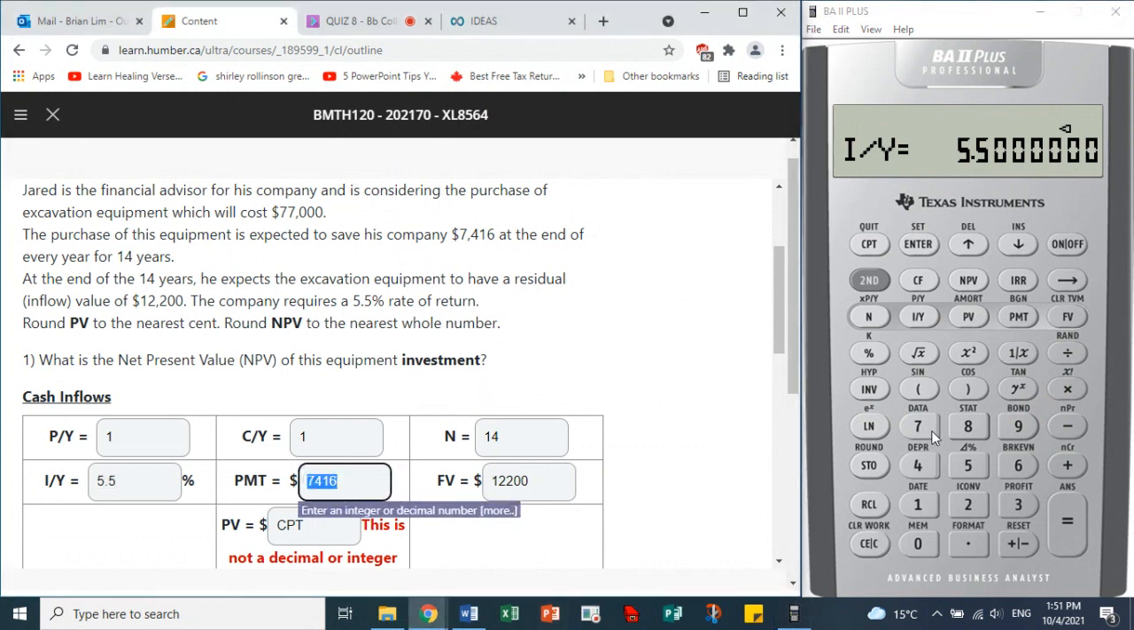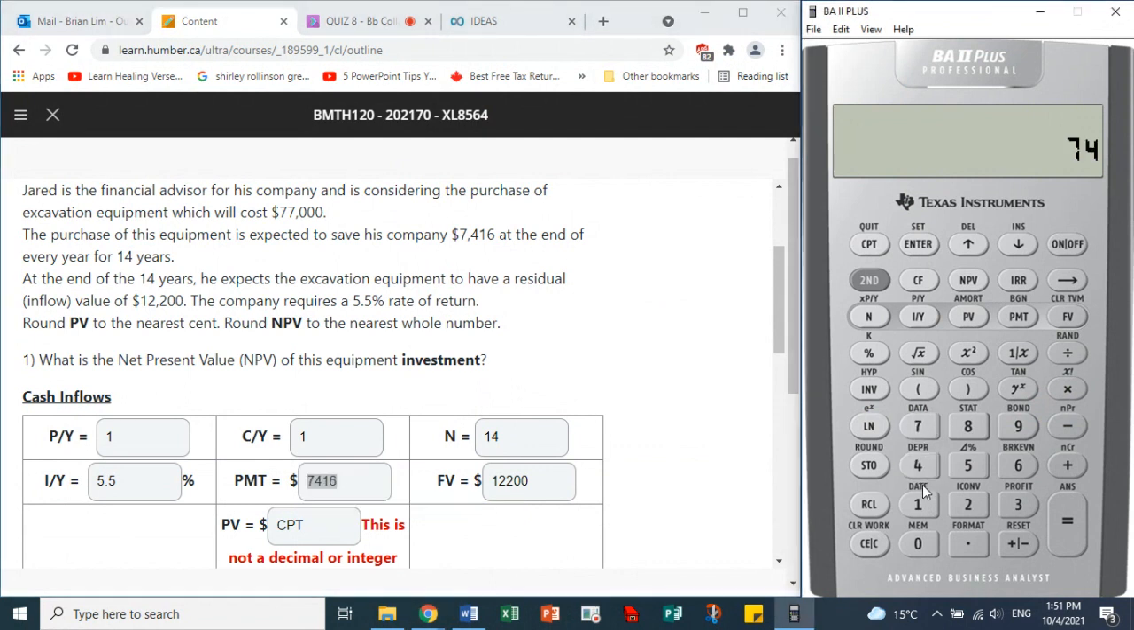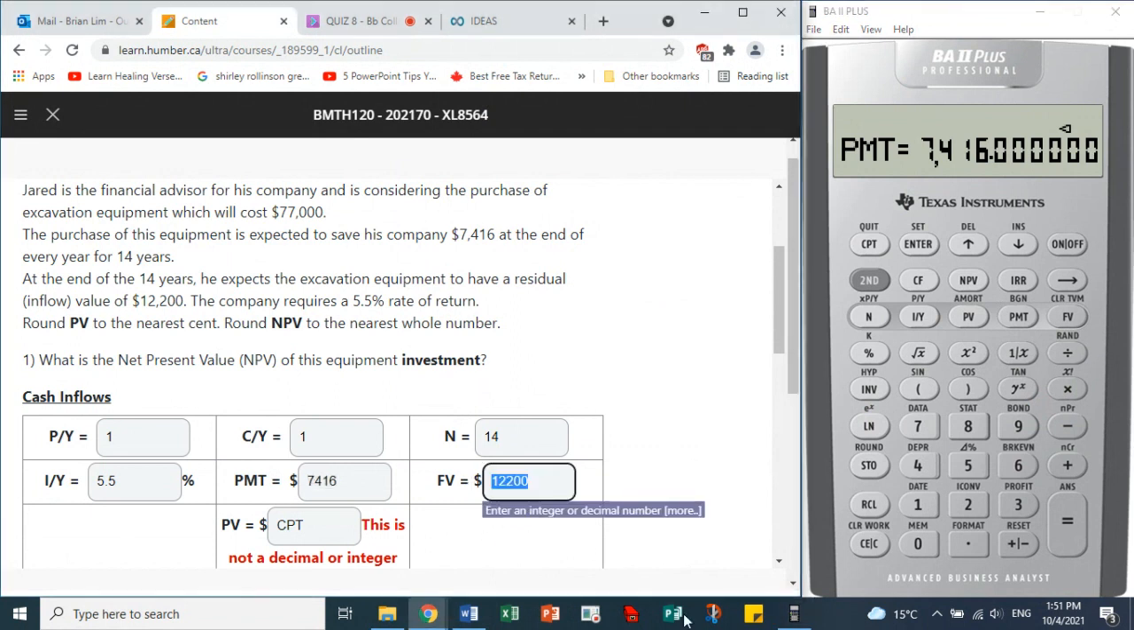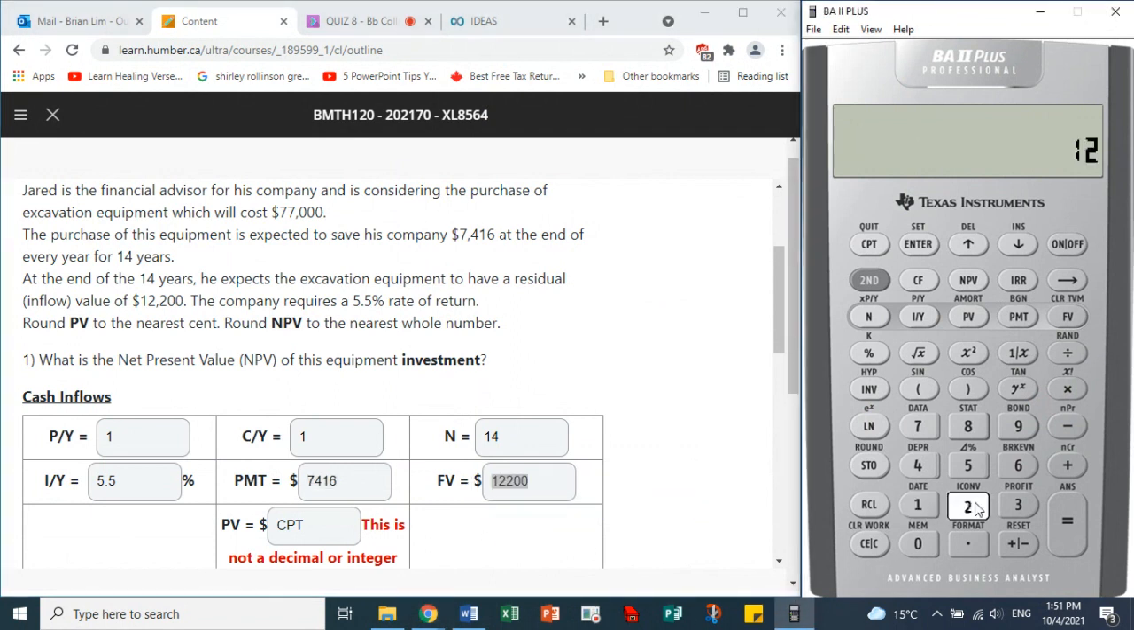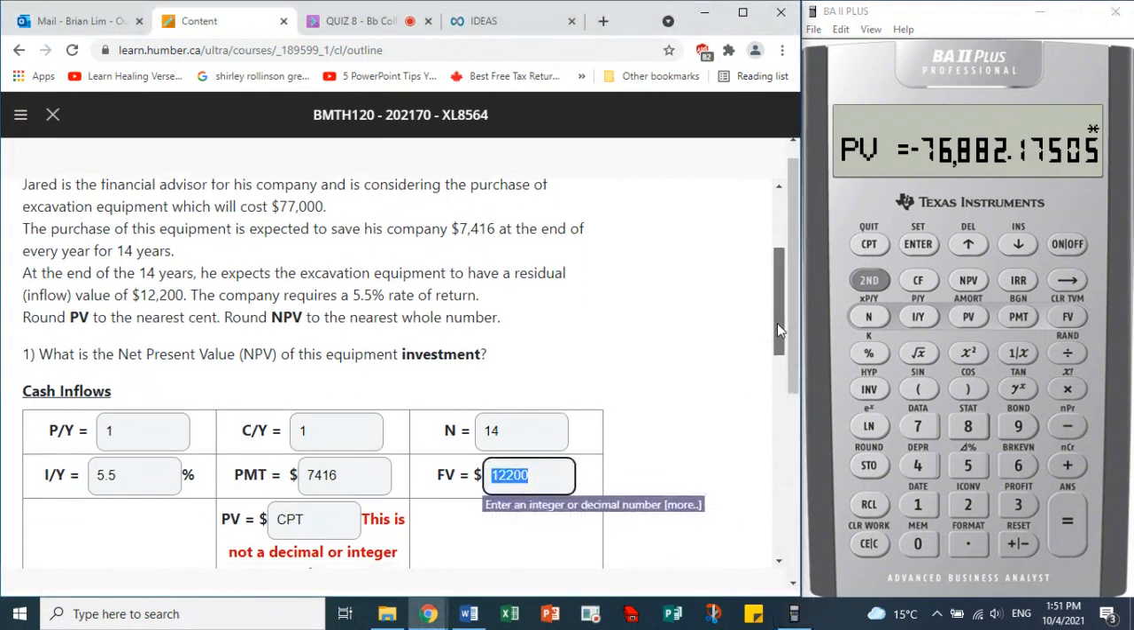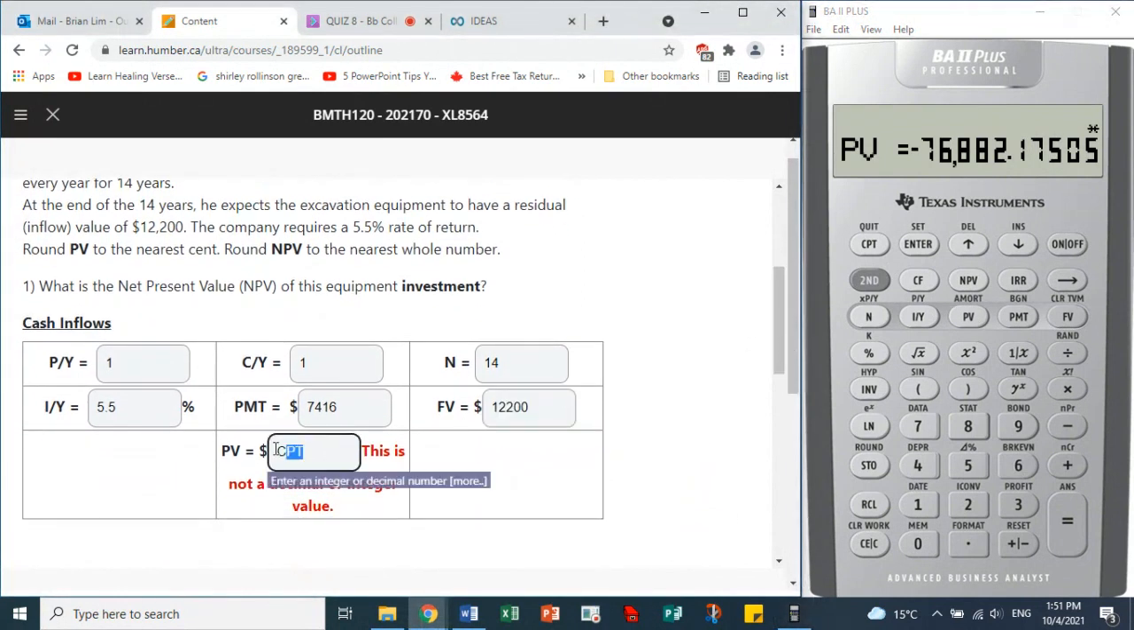The payments are, each payment is 7416. That's payment is positive because it's being received. 12,200 for the residual value is there, and that's in the future. Now we compute the present value, and what does it show up as? Well, it shows up as a negative number. So let's see if all of this works.